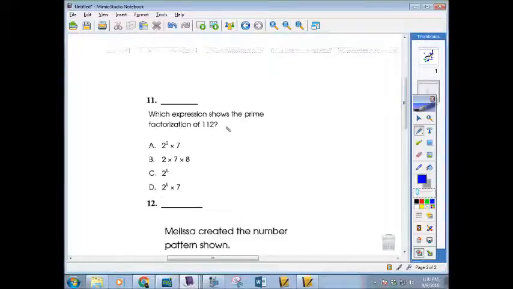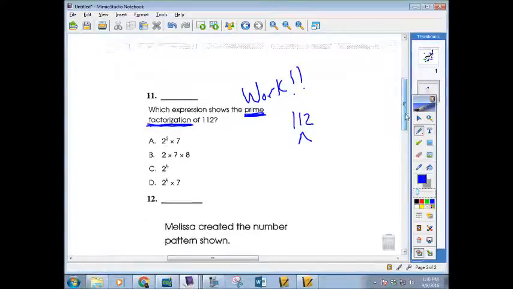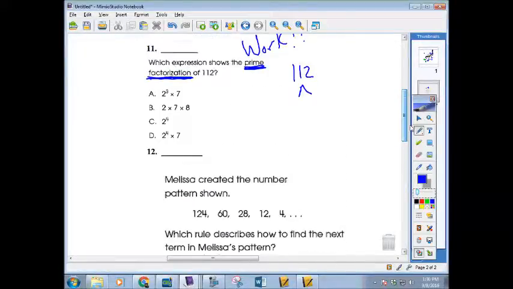Okay, on this one, you absolutely have to have work, guys. If you don't, it's wrong. Period. It's wrong. Okay? Prime factorization. Whenever you see those two words, you know right away you have to do your trees. And if you don't do those trees, it is incorrect. Okay?